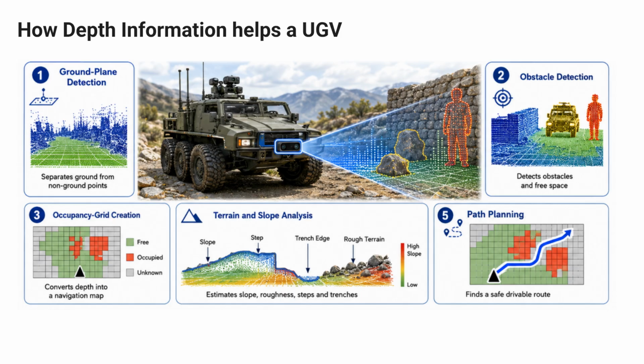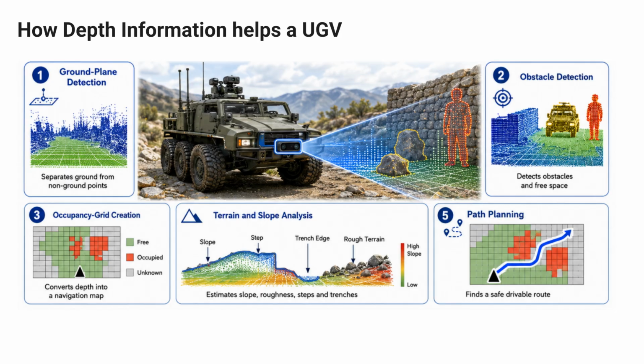This image explains how depth cameras help an unmanned ground vehicle navigate safely. First, the system identifies the ground plane and separates drivable terrain from objects above or below it. It then detects obstacles such as rocks, walls, people, and vehicles.